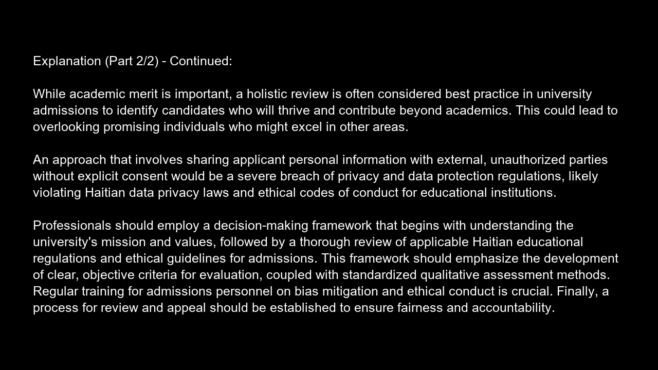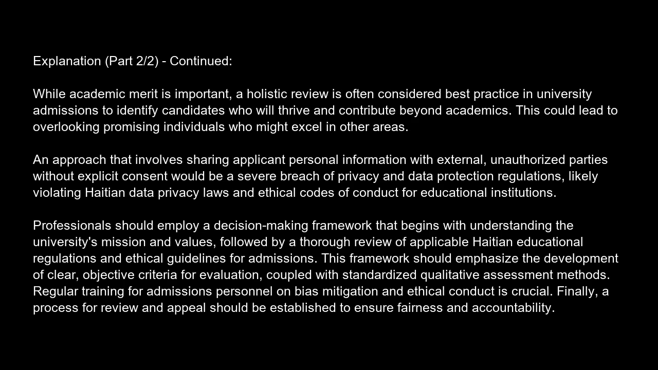An approach that involves sharing applicant personal information with external, unauthorized parties without explicit consent would be a severe breach of privacy and data protection regulations, likely violating Haitian data privacy laws and ethical codes of conduct for educational institutions.